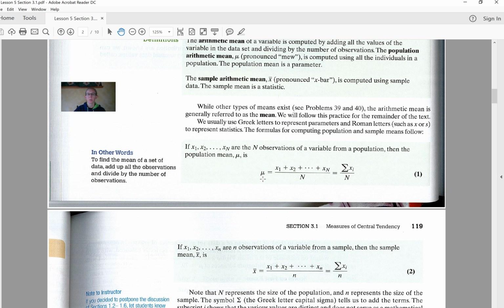So I have the population mean equal to x sub 1, which is the first data value, plus x sub 2, the second data value, plus ... until you get to the end of your list, the last data value, x sub n. Now capital N is associated with the population. Capital N stands for the total number of data values in a population.